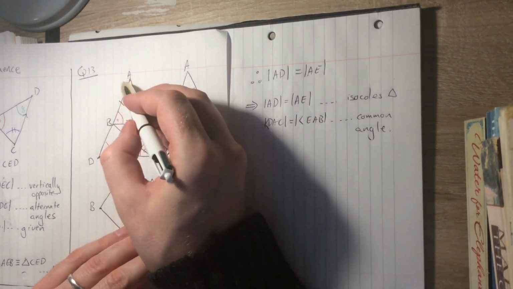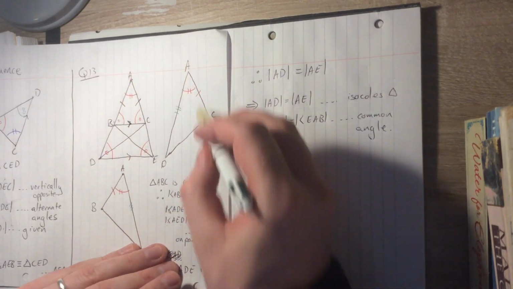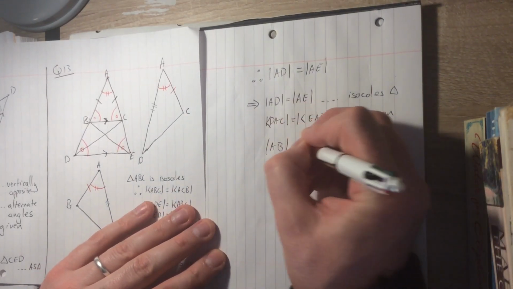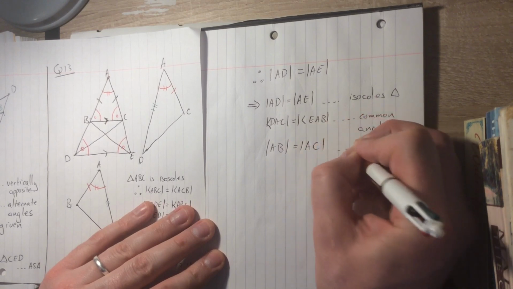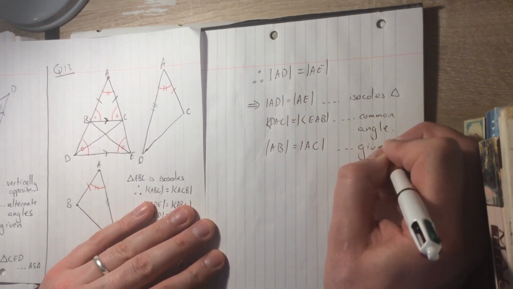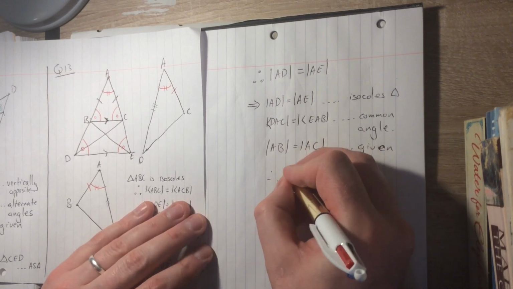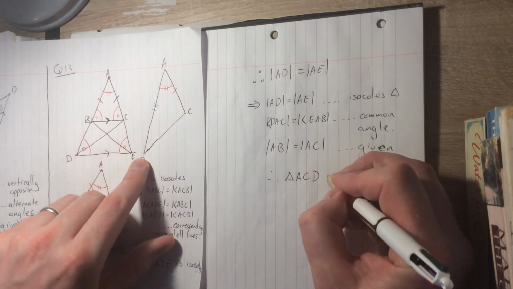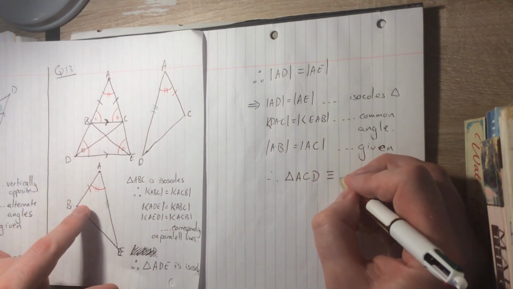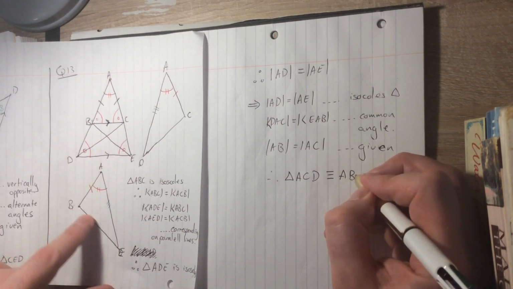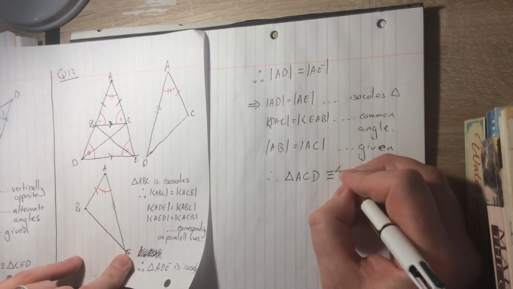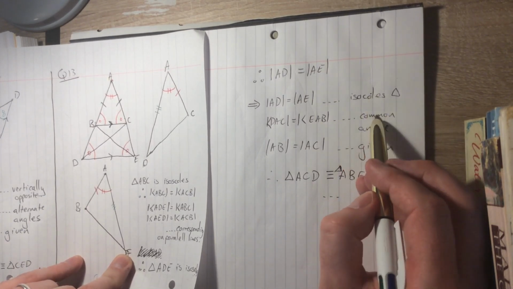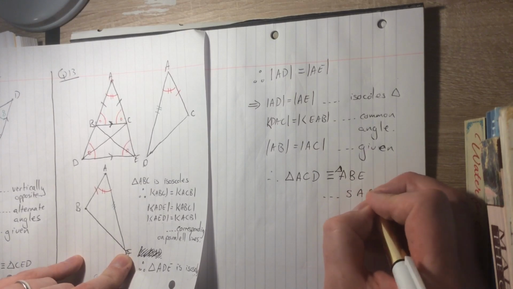And finally, we know that AB and AC, so that is AB and AC, are equal because that was given in the question. So we can therefore say the triangle, this one here, ACD, is congruent with the triangle ABE, triangle AEB. Okay, why? Because we have a side, an angle, and a side.